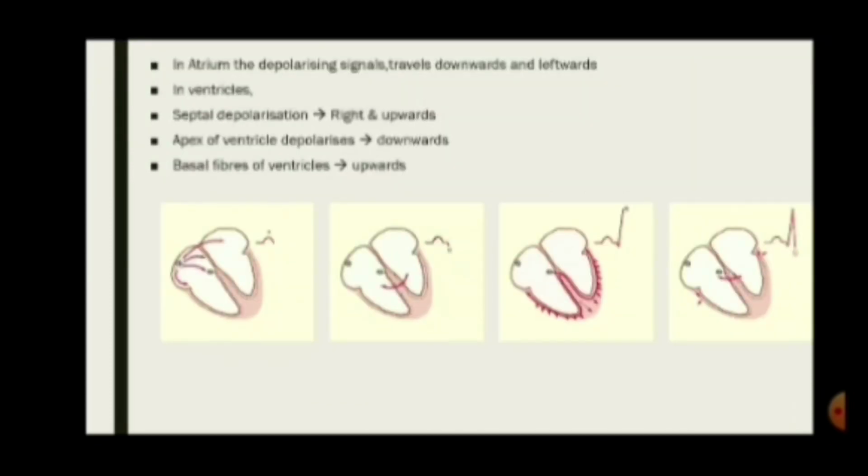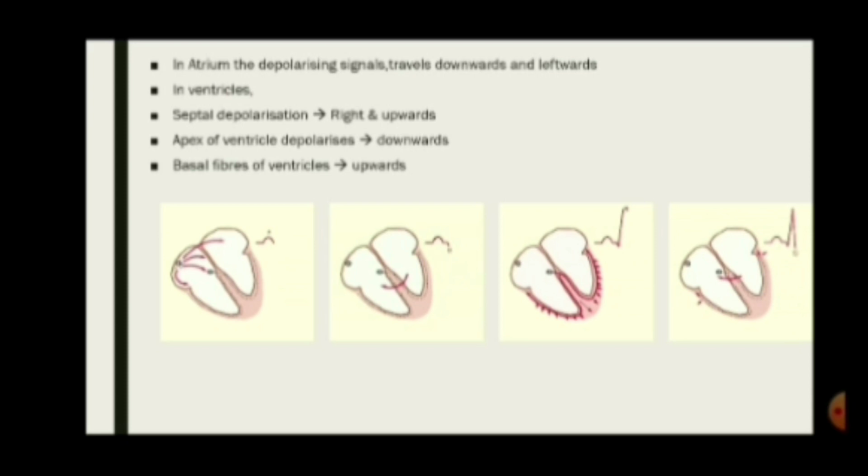So, when the atrium gets depolarized, the depolarizing signals travel downwards and leftwards. In ventricles, first the septal depolarization occurs. The direction is right and upwards. The apex of ventricle depolarizes and the electrical current is directed downwards. The basal fibers of ventricles, when depolarizes, the current is directed upwards.